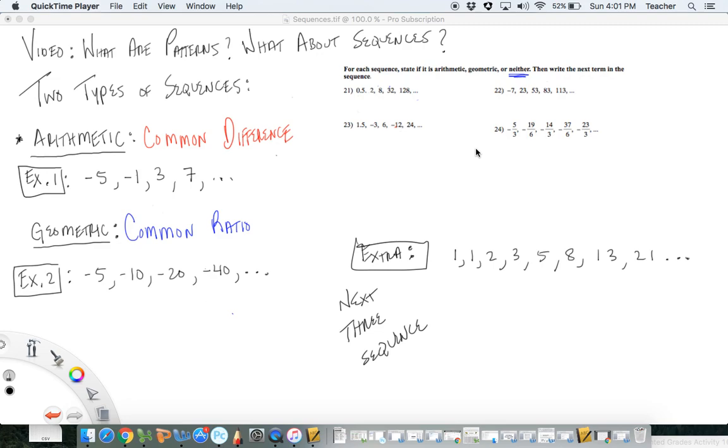All right, welcome to the video on what are patterns and what about sequences. So in this discussion, we're going to talk about a couple main things that lead into a lot of algebraic concepts. Now, it's important to understand that math is really just a study of patterns. We find a set of numbers, in this case, a sequence of numbers, and we try to find a pattern.